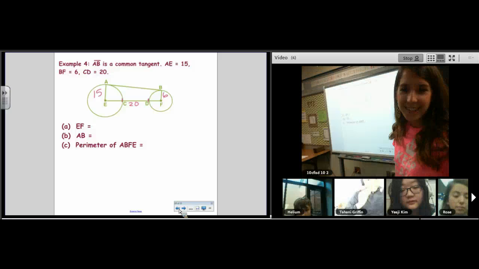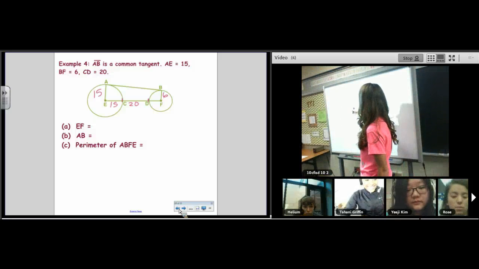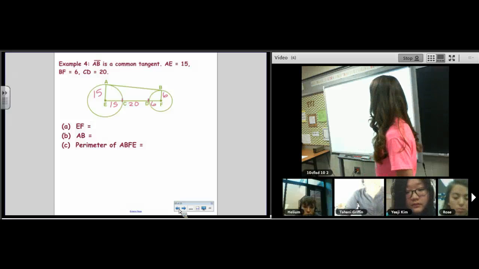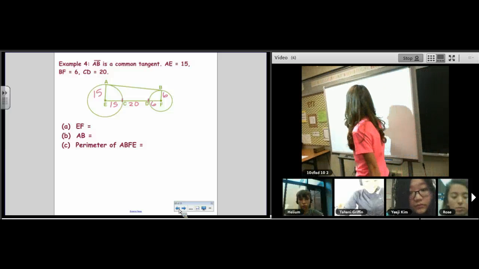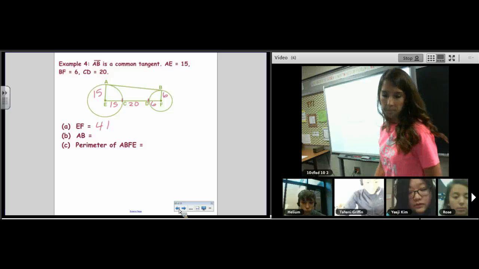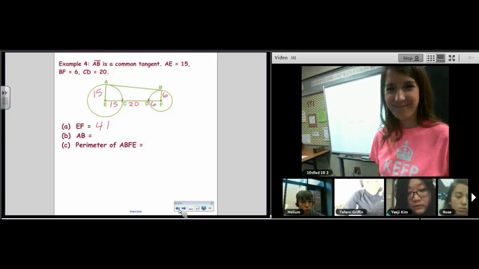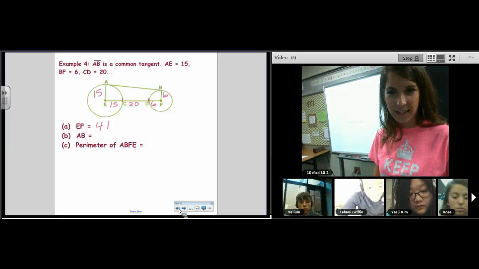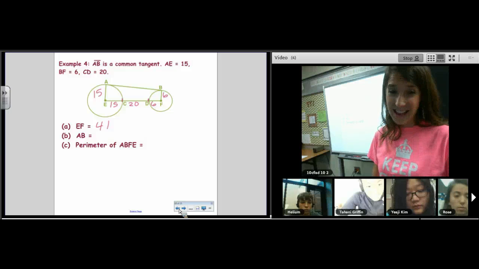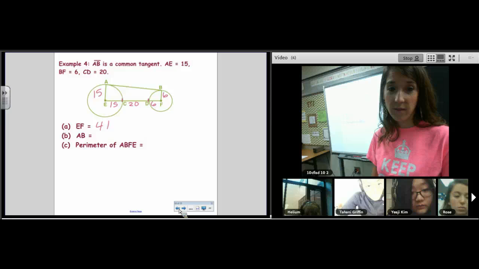So what do y'all think? Do you see some radii? This isn't too bad. EC is 15 because it's a radius. DF is 6 because it's a radius. So EF is 41. That wasn't the tough part. What about AB? Yikes. I think that you're going to have to draw another segment in there that's not already drawn.